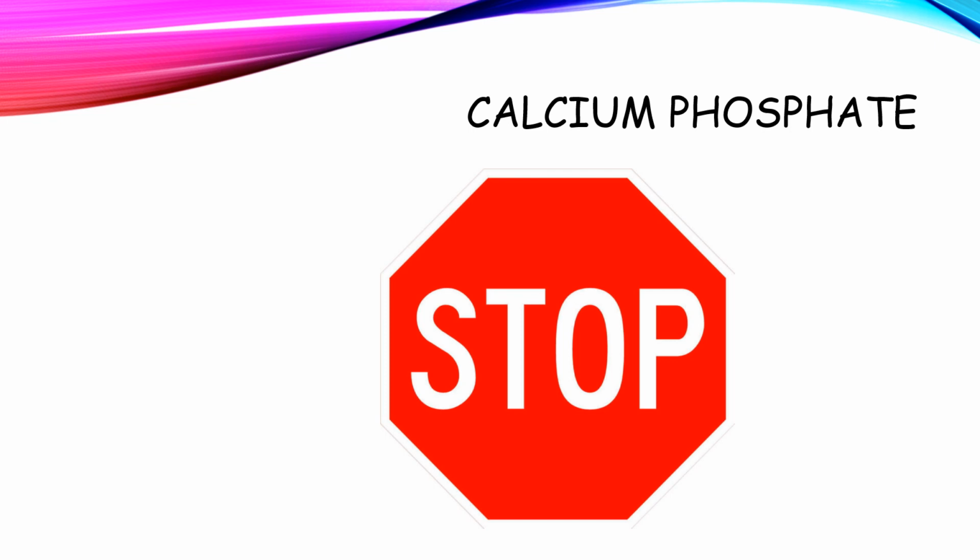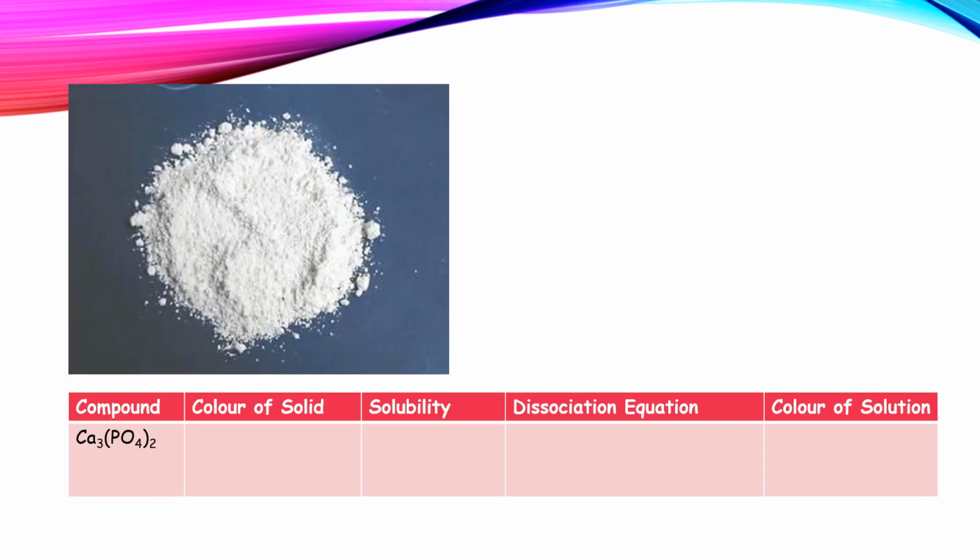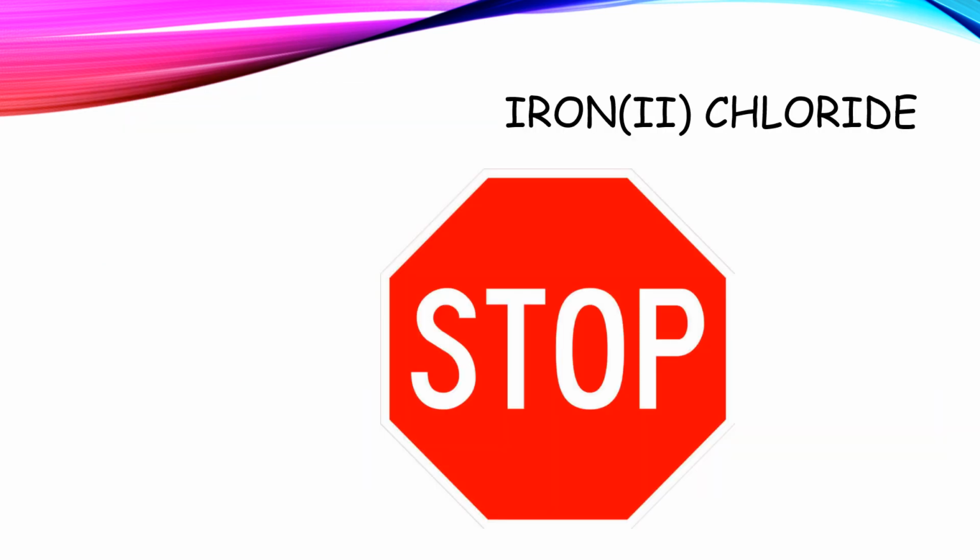Stop the video and try it yourself. You can see calcium phosphate is a white solid. It is insoluble in water, so it has no dissociation equation and no coloured solution. Next example you're going to try is iron 2 chloride.